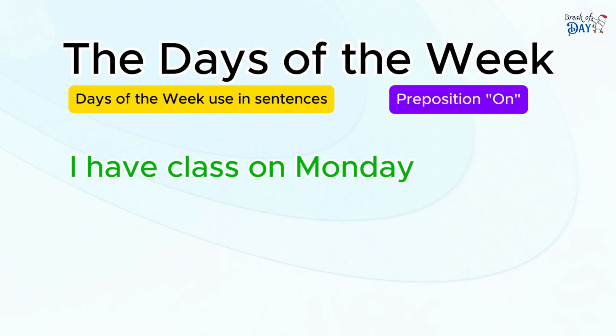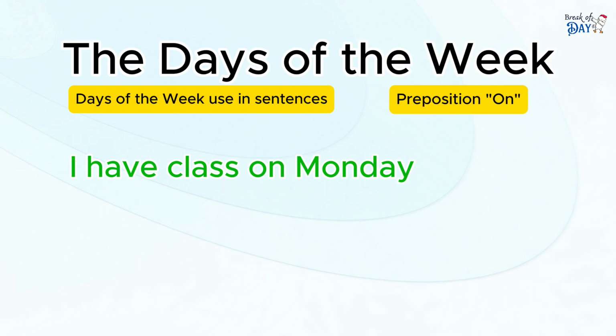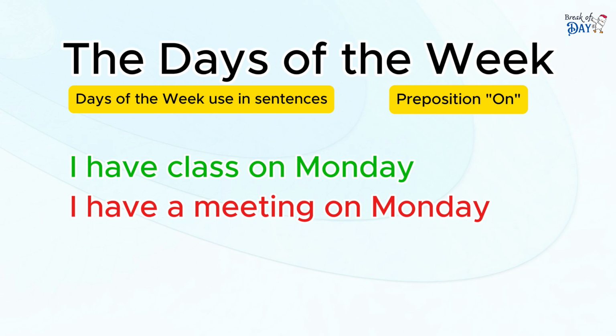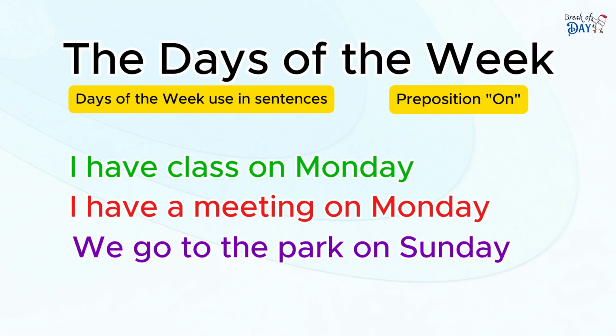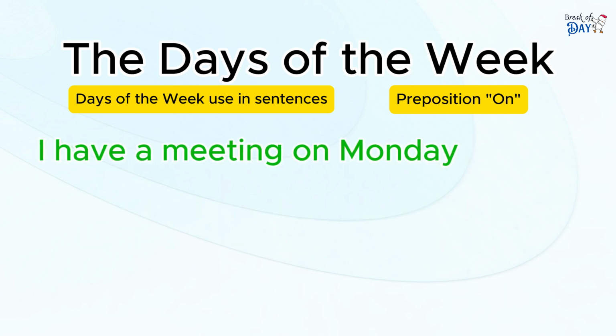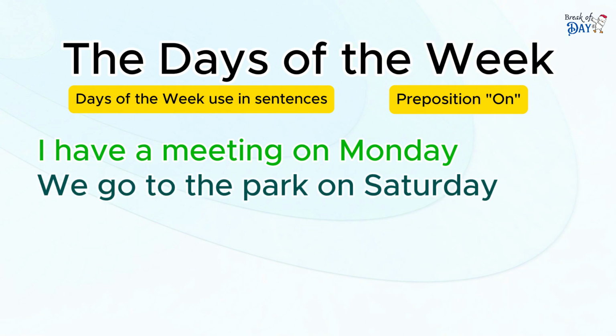When talking about events on specific days, we always use the preposition on. For example, I have a meeting on Monday. We go to the park on Sunday. Let's practice together. Repeat after me. I have a meeting on Monday. We go to the park on Saturday. Excellent.